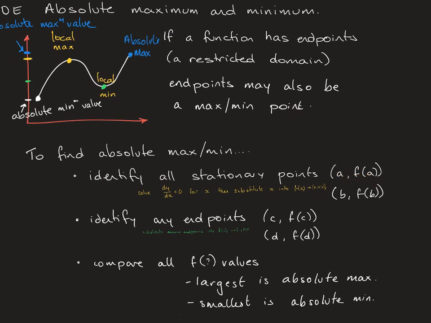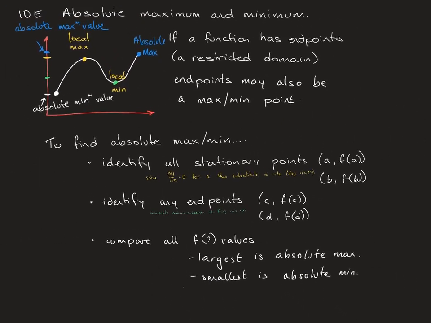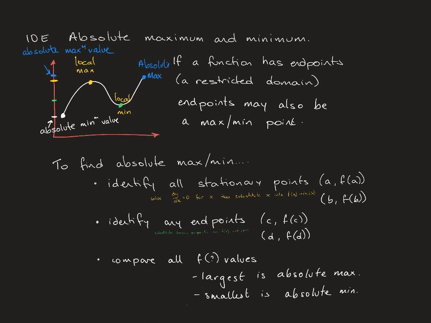So you might find that you've got one at x equal to a and one at x equal to b. And then what you need to do is also identify any endpoints that you've got and substitute those endpoints into f of x to give you their coordinates here. And then you do exactly what I did before and you compare all of the f of x values. You compare all of the y values. The largest is the absolute maximum and the smallest is the absolute minimum.